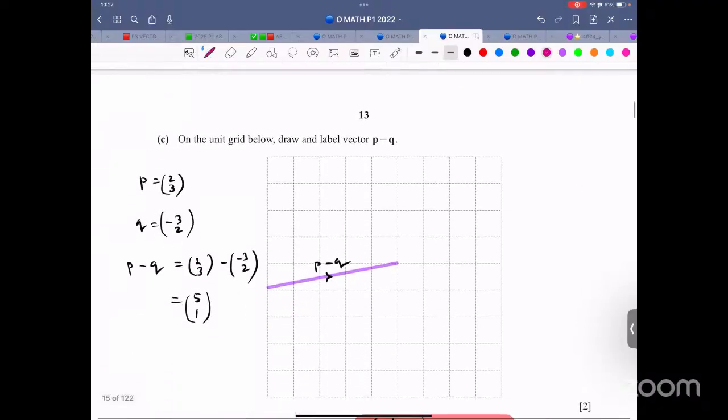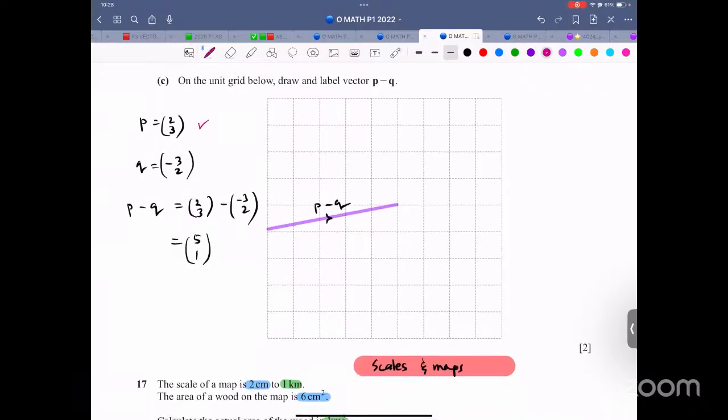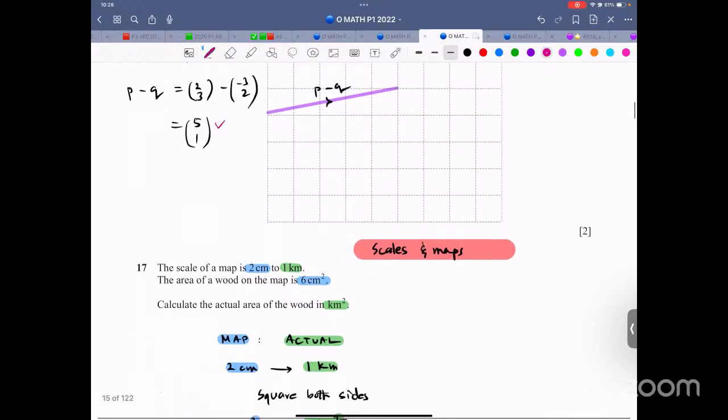Now it says on the unit grid below, draw and label p minus q. So there is p, there is q, subtract, that is 5 and 1. That is easy. That thing is done.